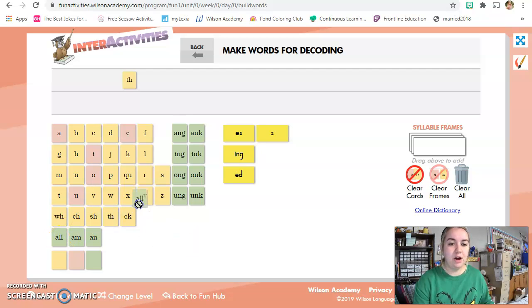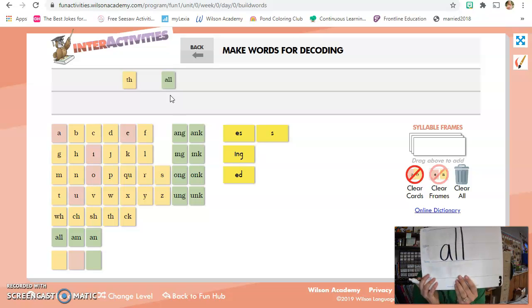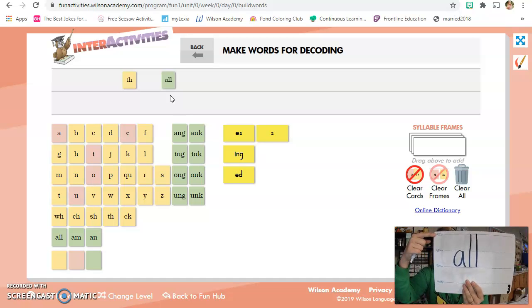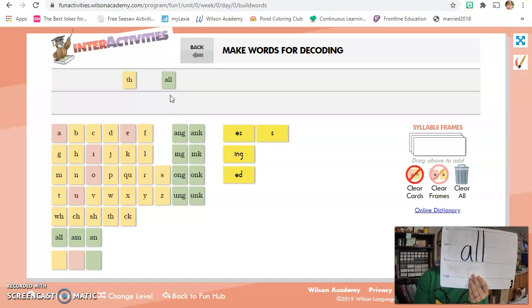A-L-L. And so on my cards, I'm going to pull up a green card because green is my glued sound. So there's my glued sound, A-L-L, ball, all. When you wrote it, it should look something like this. Your A should be at the plane line, but your two Ls should be all the way at the skyline. Make sure you're working on that handwriting too.